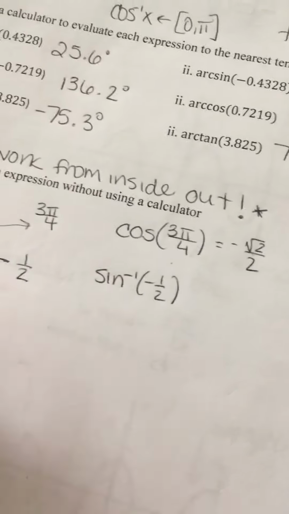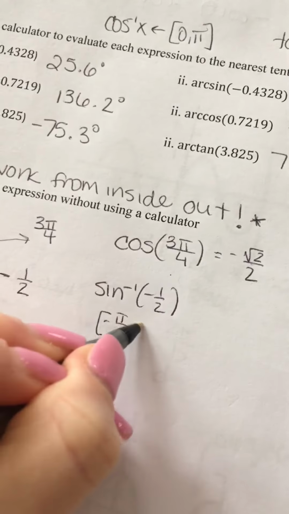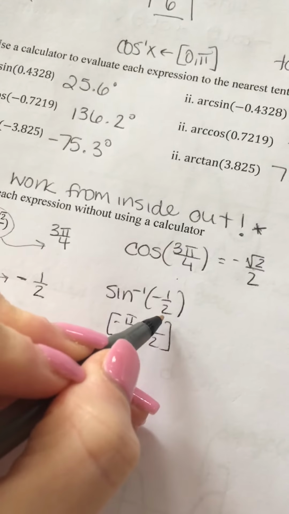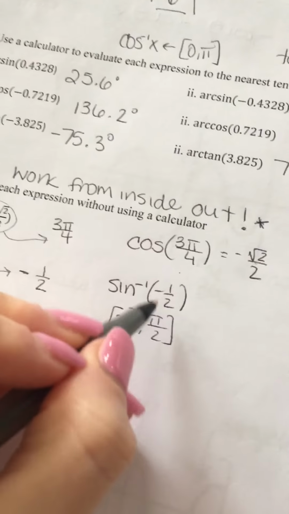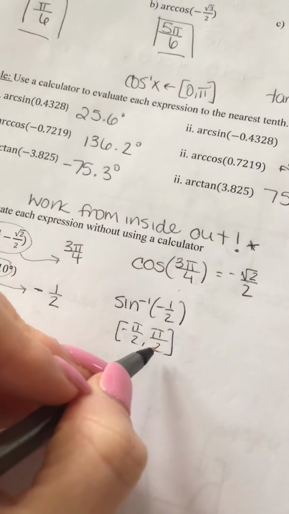Now, when we do a sine inverse, remember, we can only look at values from negative pi over 2 to positive pi over 2. So sine inverse of negative 1/2, 1/2 is going to go with a pi over 6 for 30 degrees, so pi over 6.